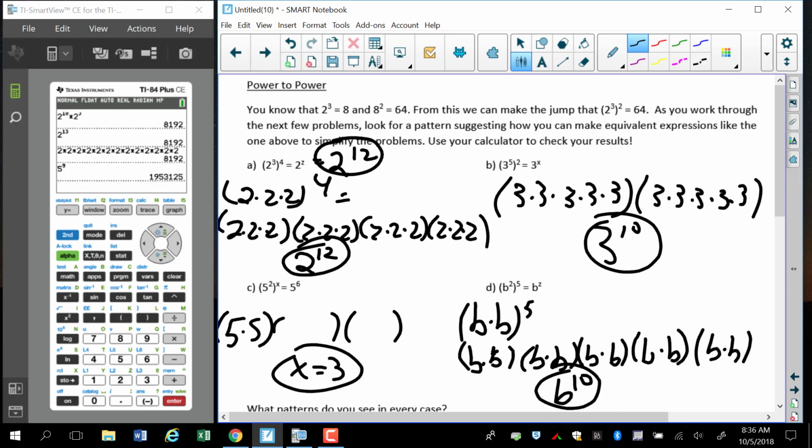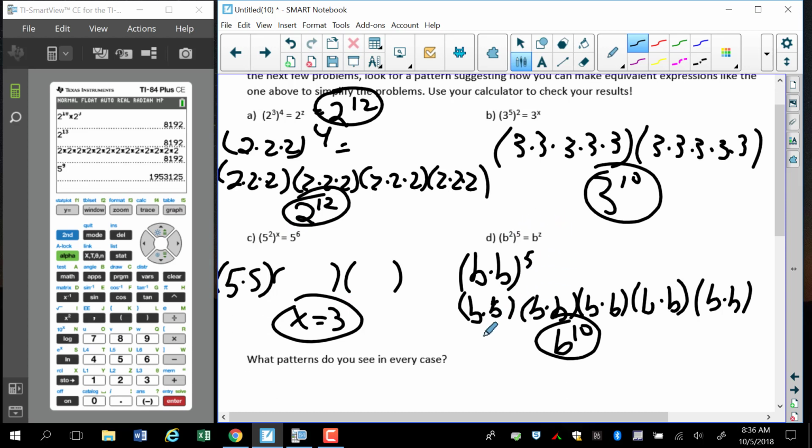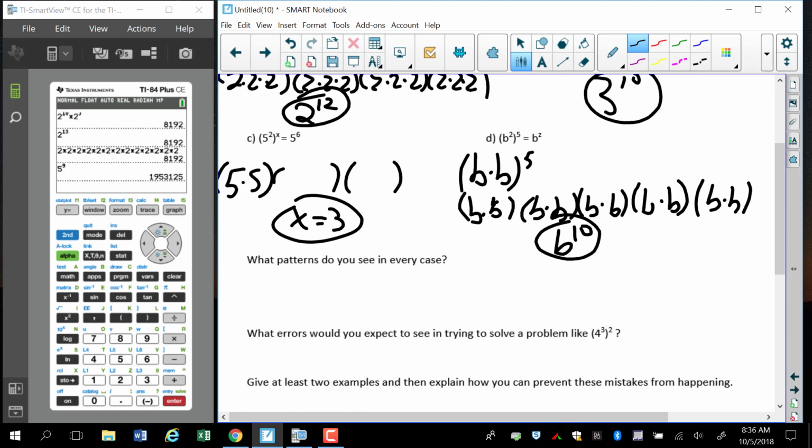So another shortcut, if you want to look at a shortcut, is just this times this equals this power. So 3 times 4 is 12, 5 times 2 is 10, 5 times what is 6? That would be 3, 5 times 2 is 10 again. So the pattern that you're looking at here is they say power to a power, you multiply.